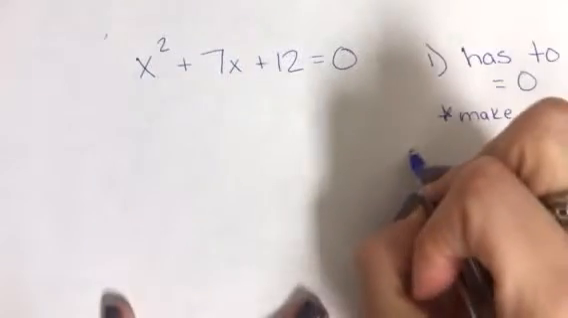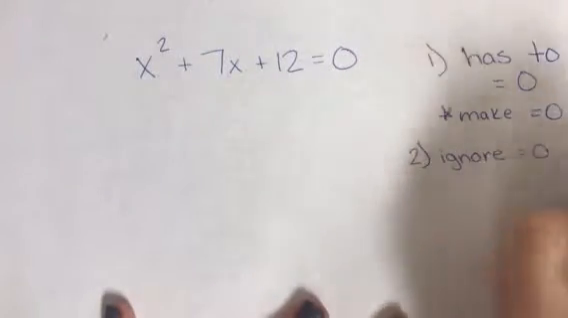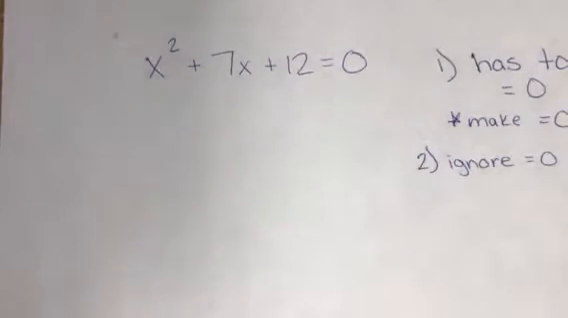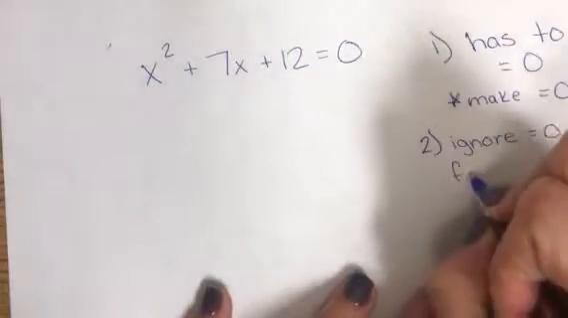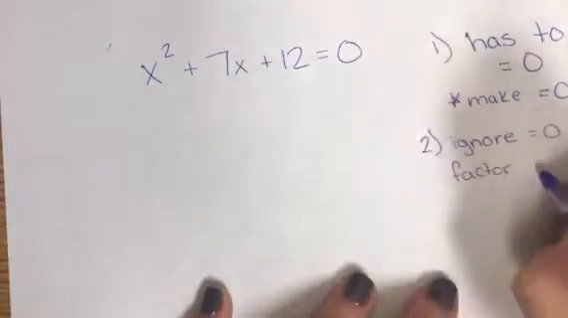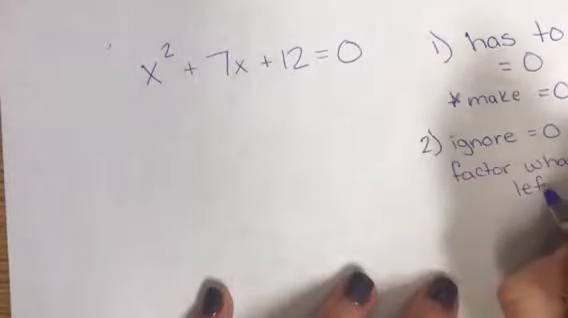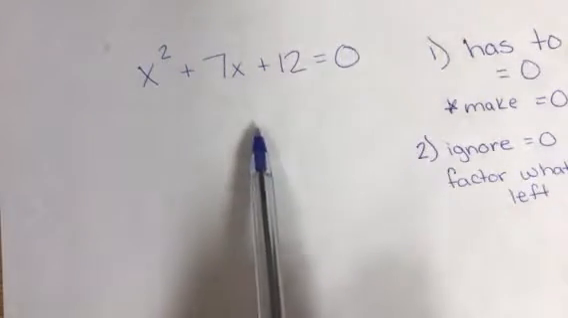Once we have it set equal to 0, we are going to ignore the part that says equals 0, and we're just going to focus on the other part of the equation. So I'm going to ignore the equals 0, and I'm going to factor what's left. I'm going to factor x squared plus 7x plus 12.